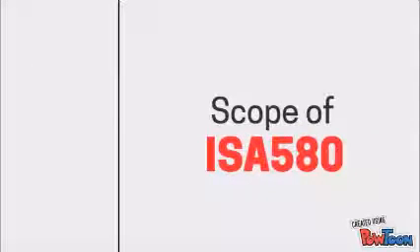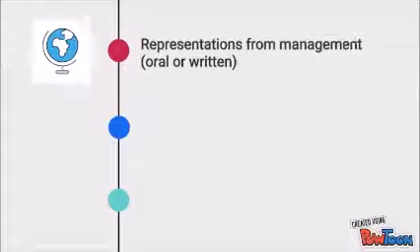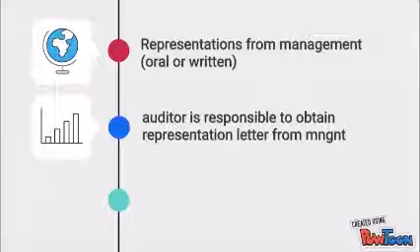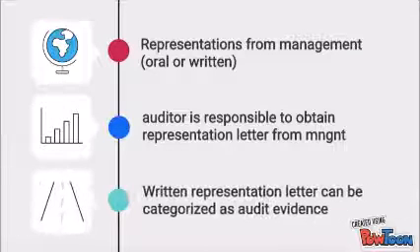Scope of ISA 580. 1. ISA 580 requires the auditor to obtain appropriate representations from management, which may be oral or written. 2. An auditor is responsible for obtaining a representation letter from management and, where appropriate, those charged with governance in an audit of financial statements. 3. A written representation letter can be categorized as audit evidence, which is the information used by the auditor in arriving at the conclusions on which the auditor's opinion is based.